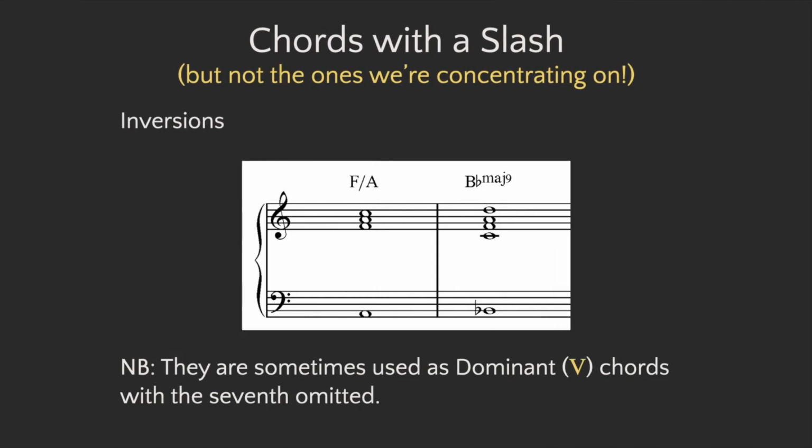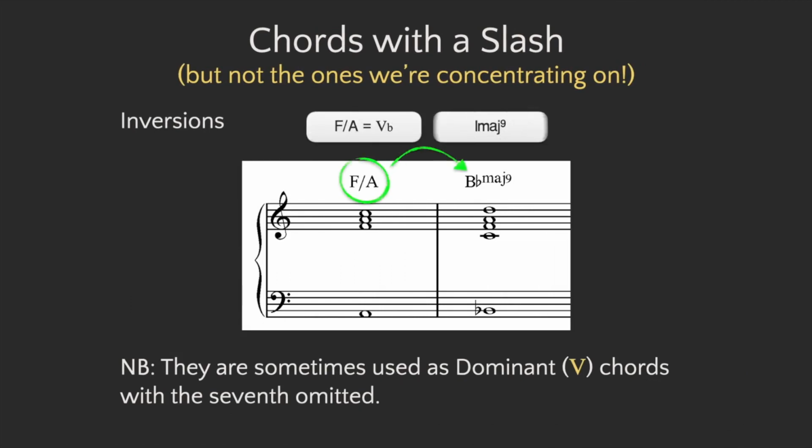However, inversion slash chords can also be used as dominant chords with the 7th omitted too, like in this example, often to give a semitone movement in the bass. We'll look more closely at this kind of harmonic movement in another video when we look at more contemporary jazz harmony.